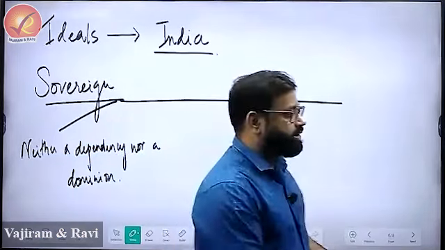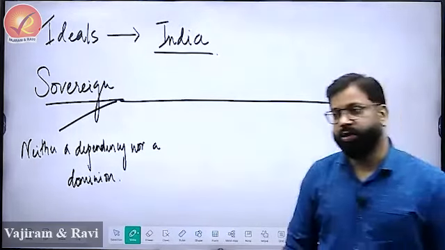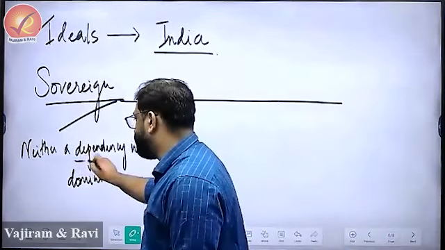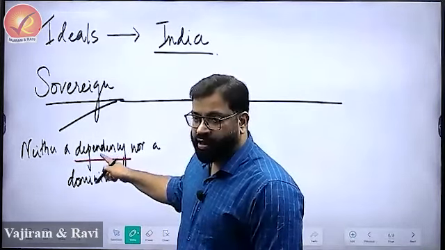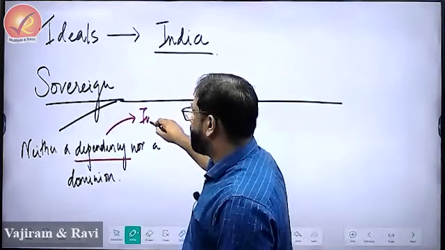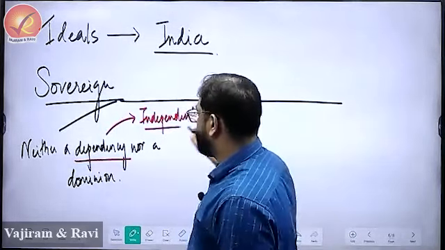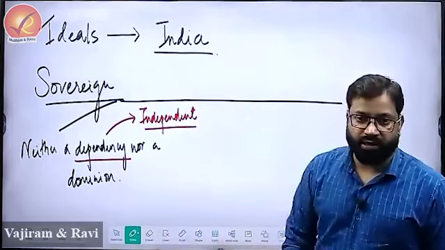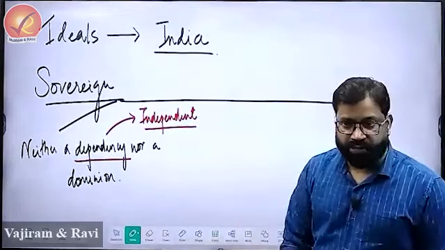Let's try to understand this. When a country is neither a dependency nor a dominion. So let's look at the first one. When a country is not a dependency. If a country is not dependent, then what is the country? It is independent. That is what you all were saying, isn't it? Now tell me, is India an independent country or not? Absolutely yes. What day we got independence?